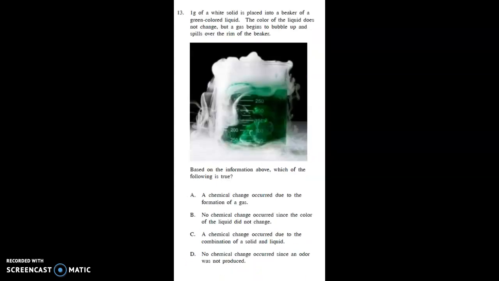Question 13. 1 gram of a white solid is placed into a beaker of a green-colored liquid. The color of the liquid does not change, but a gas begins to bubble up and spill over the rim of the beaker. Based on the information above, which of the following is true? A. A chemical change occurred due to the formation of gas. B. No chemical change occurred since the color of the liquid did not change. C. A chemical change occurred due to the combination of a solid and liquid. D. No chemical change occurred since an odor was not produced.